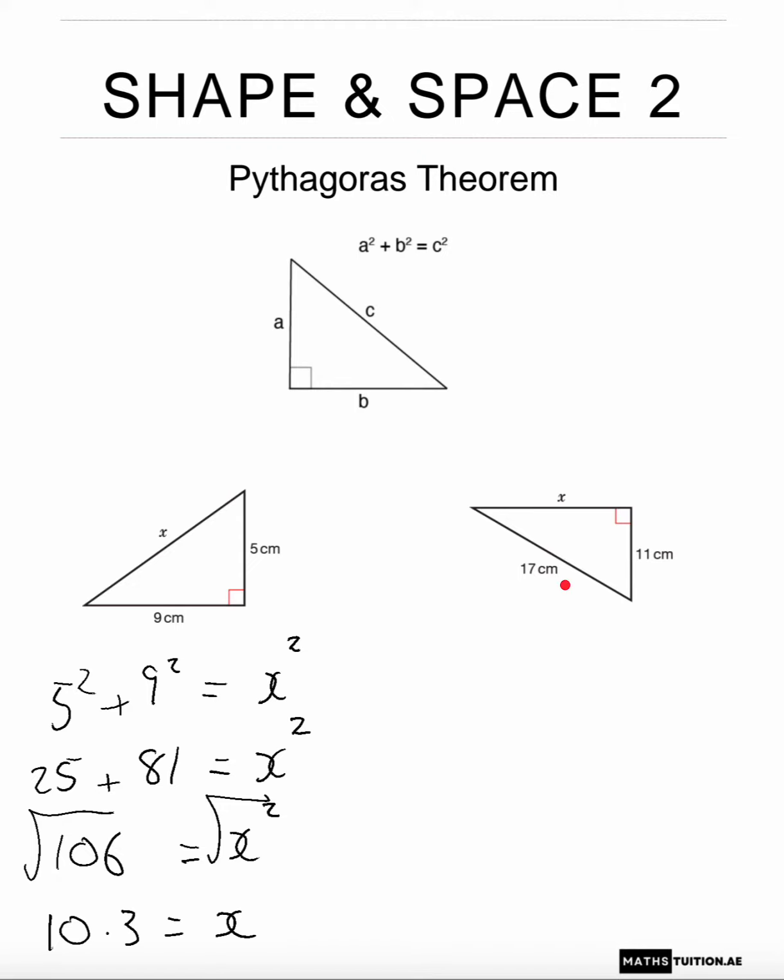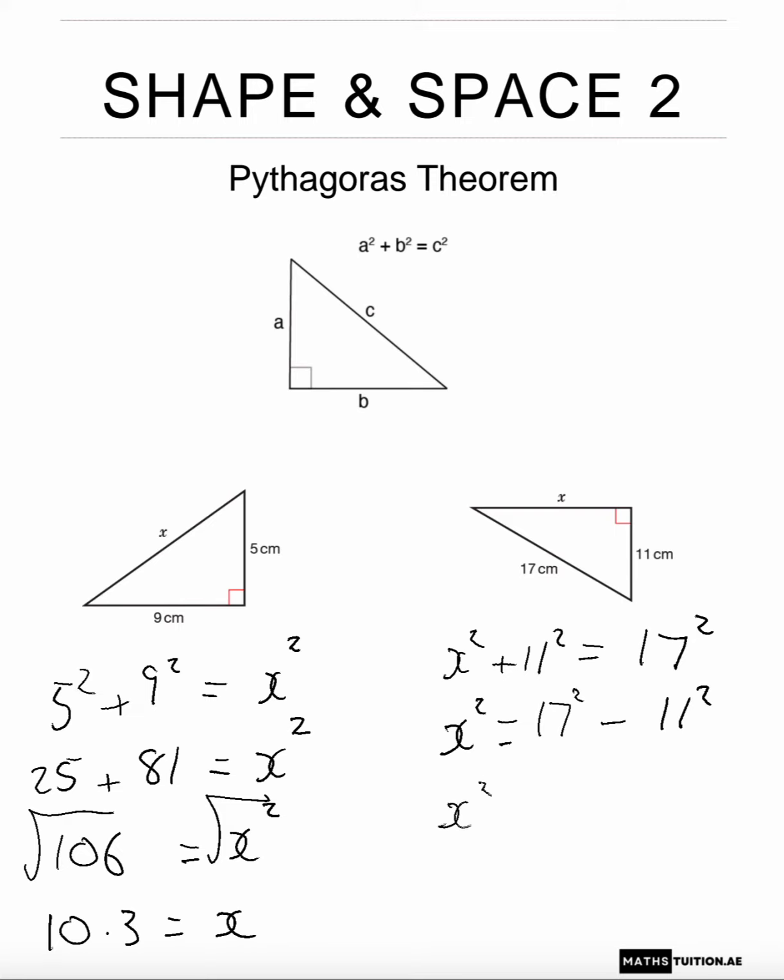In our second example, we are given the long side. So in this case, we're going to have x squared plus 11 squared equals 17 squared. We always have to make the equals part the longest side. From here, we're going to rearrange. So we want to have x squared on its own, so it's going to be 17 squared subtract 11 squared.